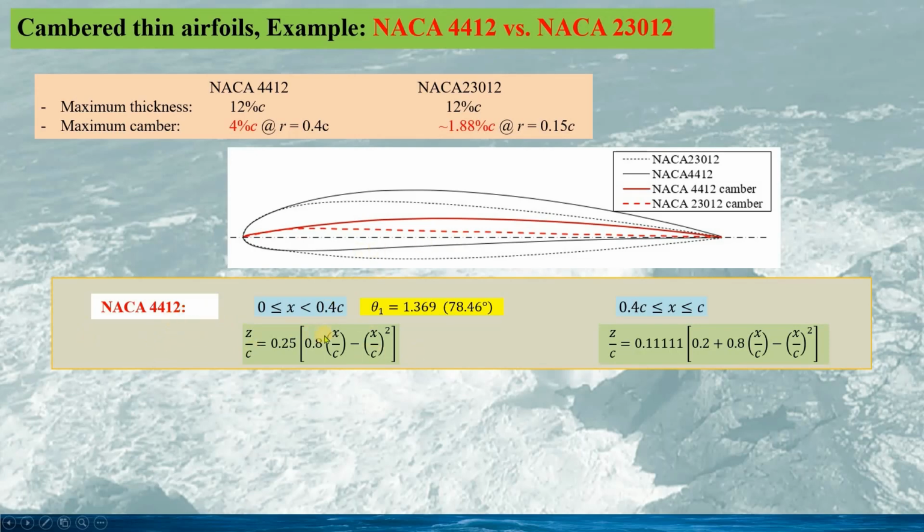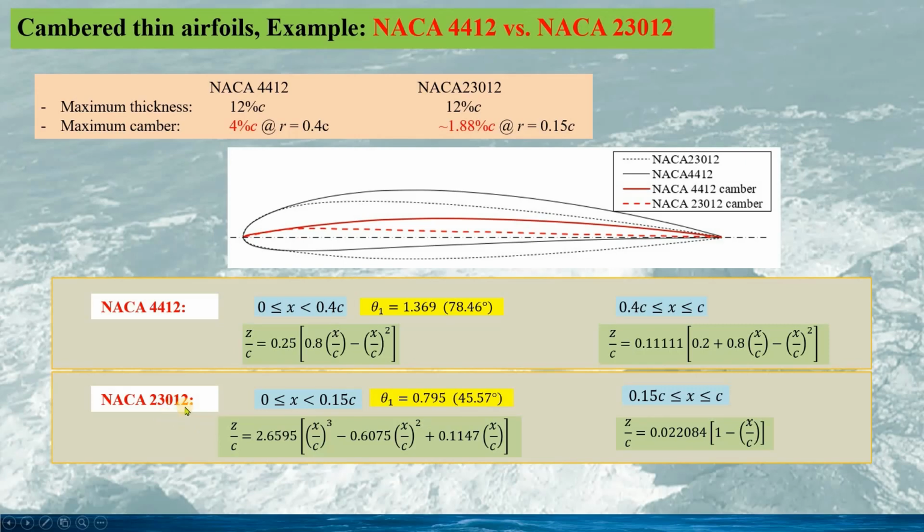For NACA 4412, when x is less than 40% of the chord, which corresponds to theta 1 equaling 1.369 or 78.46 degrees, the camber line has a mathematical expression as this. And for x between 40% chord and the full chord, the camber line is expressed as this.